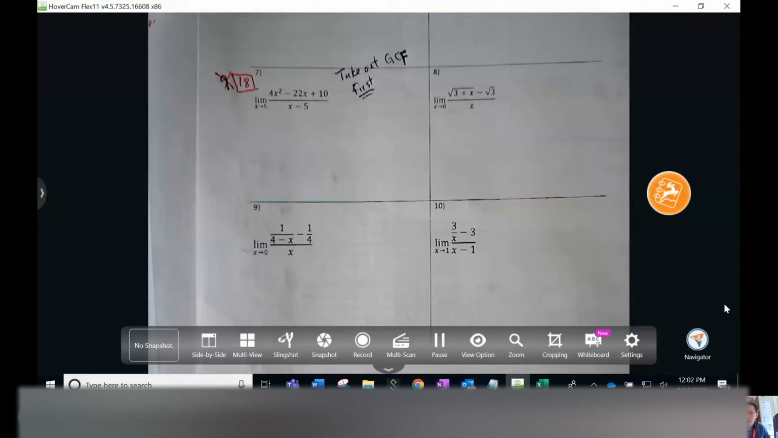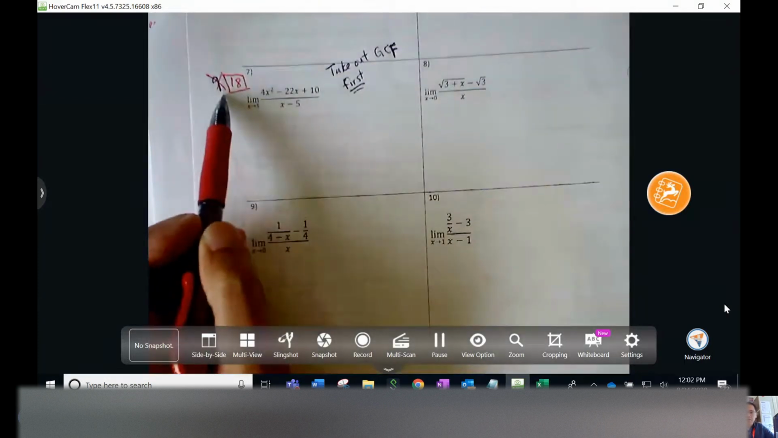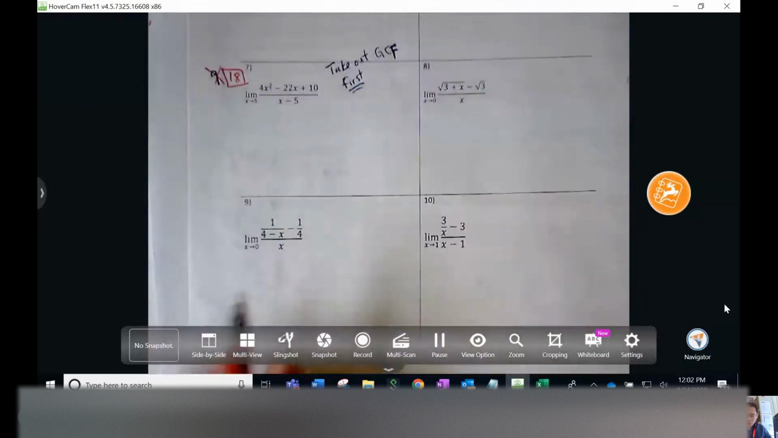There may not be a GCF, but we look for one, and if there is one, that has to come out first. Because I didn't do that, that caused my answer to be off. So it should be 18. And again, if you need me to go through factoring, I can go through that with you, either here or in the separate rooms.